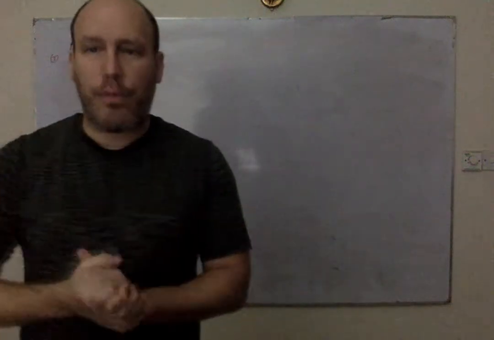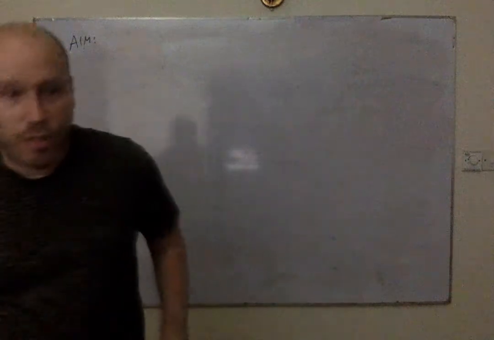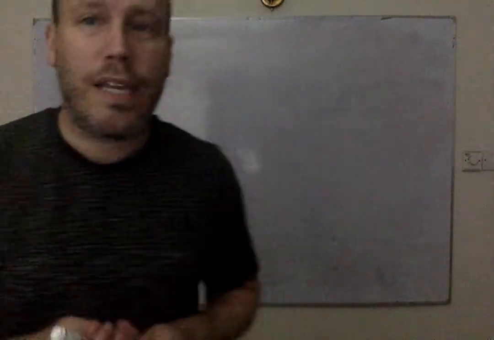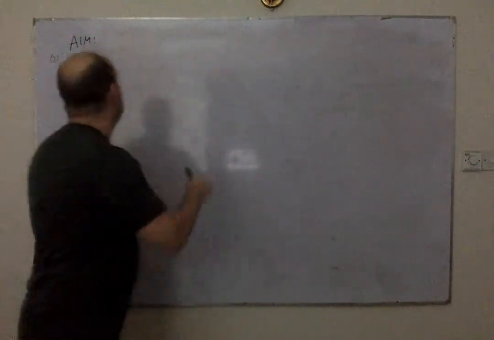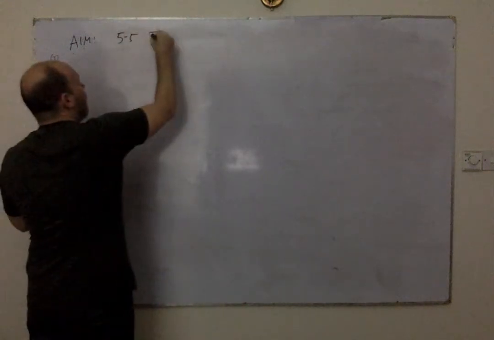Okay, let's finish chapter 5. Two topics. The first thing is, sorry, let me make my marker. The first thing is indirect proofs. So this is 5.5, and this is indirect proof.